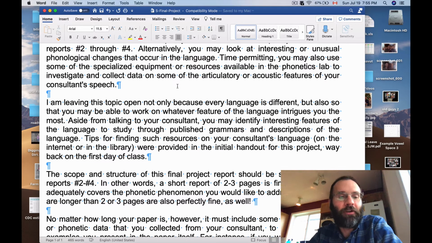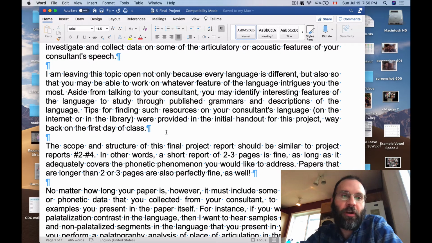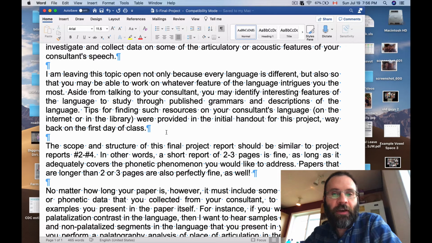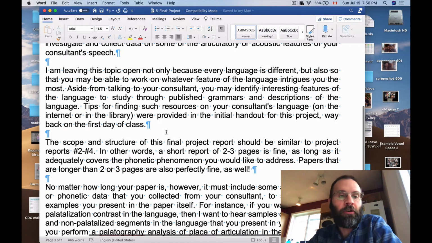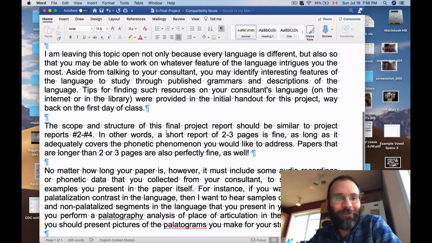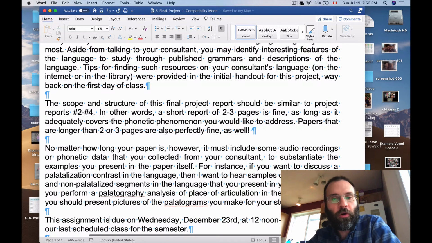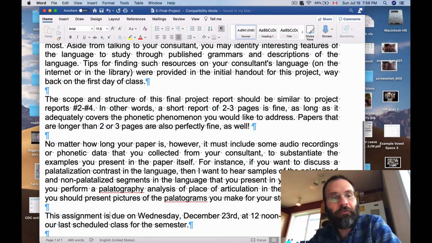So I'm leaving this topic open not only because every language is different, but also so that you may be able to work on whatever feature of the language intrigues you the most. Aside from talking to your consultant, you may identify interesting features of the language to study through published grammars and descriptions of the language. Tips for finding such resources on your consultant's language on the internet or in the library or where have you were provided in the initial handout for this project way back on the first day of class.